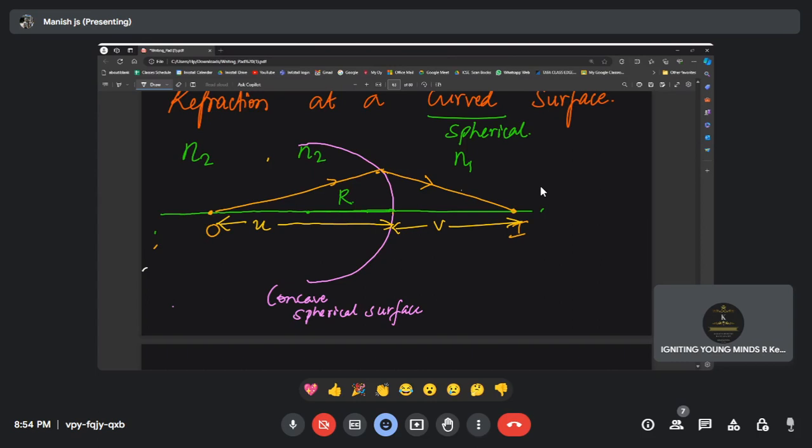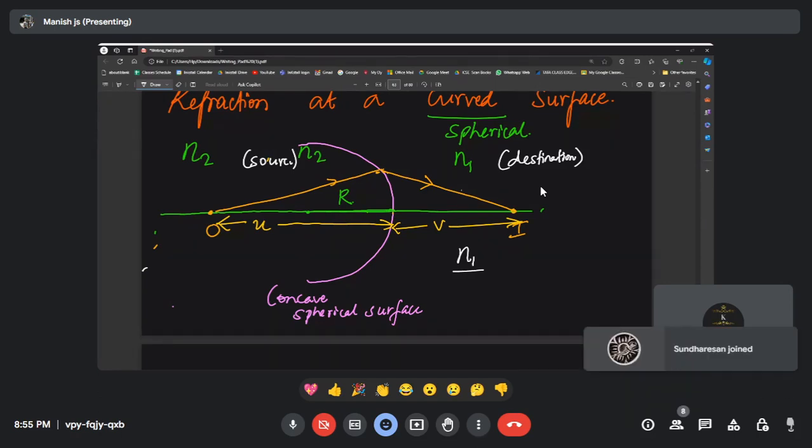Always you will first write down your destination. Destination is where it is going finally, and N2 is your source. This is a shortcut way of writing, and this tip is very useful. Whenever a light ray is traveling from N2 to N1, where N2 is your source and N1 is the destination, first write down the refractive index of the destination, which is N1. So N1 divided by the distance between the concave spherical surface and the image that is being formed, which is N1 upon V.